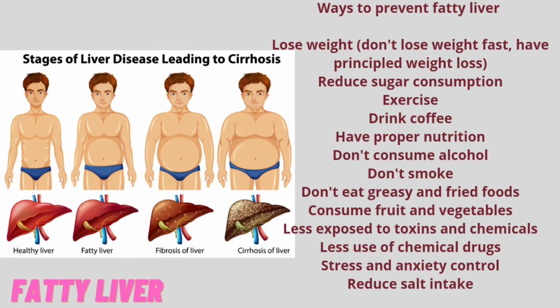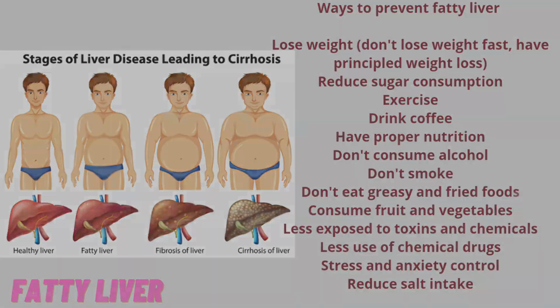Ways to prevent fatty liver. Lose weight, but don't lose weight fast; have principled weight loss. Reduce sugar consumption. Exercise. Drink coffee. Have proper nutrition. Don't consume alcohol. Don't smoke. Don't eat greasy and fried foods. Consume fruit and vegetables. Be less exposed to toxins and chemicals. Less use of chemical drugs. Stress and anxiety control. Reduce salt intake.